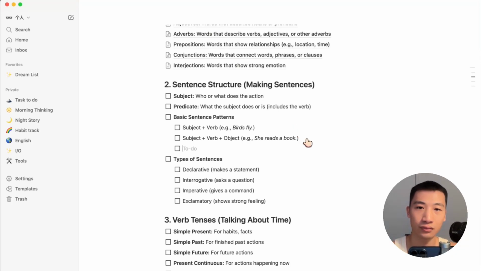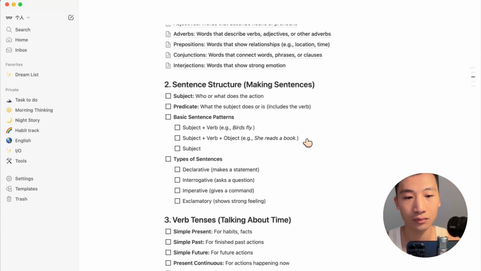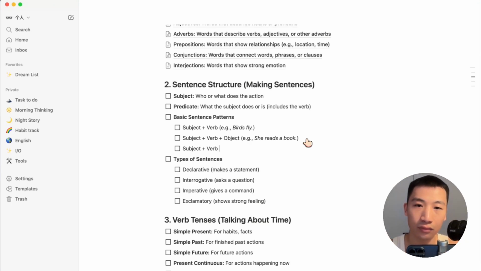Besides subject verb and subject verb object, there's also subject verb adjective. For example, the flower is beautiful. Flower is the subject, is the verb, and beautiful is the adjective describing the flower. Would you like to explore more examples of this pattern?